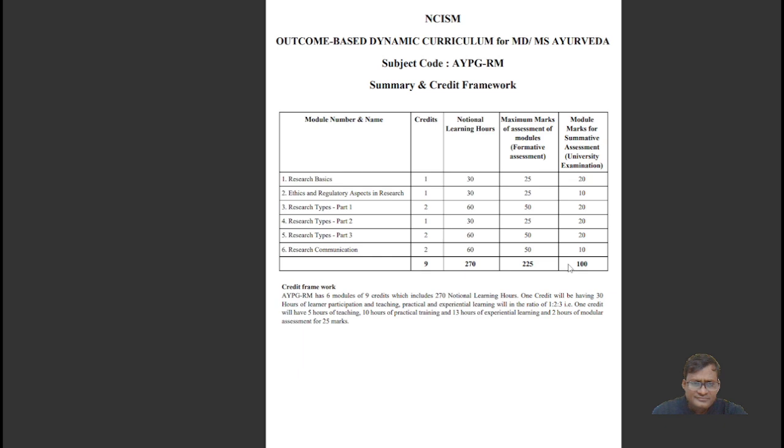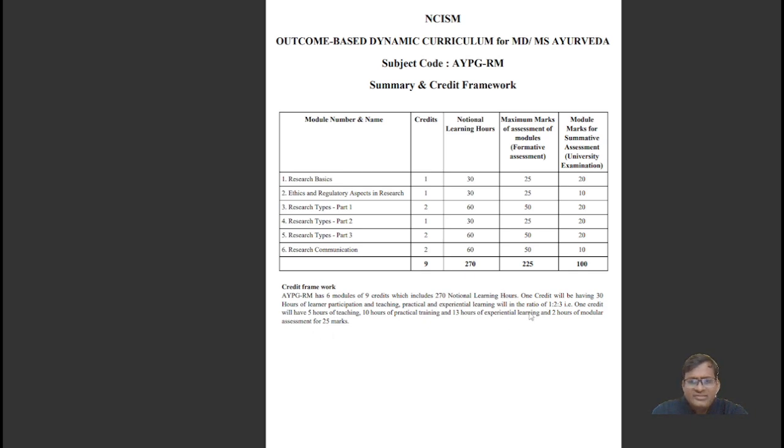So this is the brief summary of this particular research methodology course. In this credit framework, you can see it has 6 modules, 9 credits, and 270 learning hours, and the ratio of learning hours is 1 is to 2 is to 3. That is, one credit will have 5 hours of teaching, 10 hours of practical training, 13 hours of experiential learning, and 2 hours of modular assessment for 25 marks. So this is the description of this particular framework.